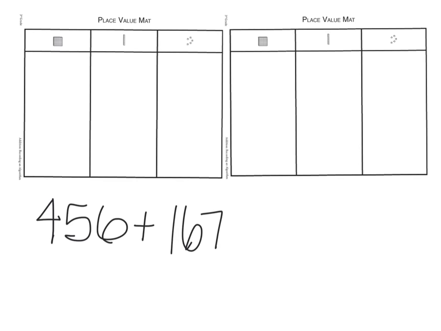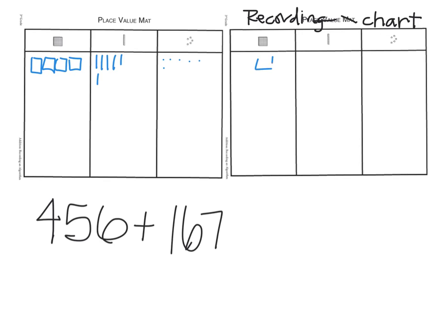Let me start by representing 456. I will use squares to represent the hundreds, lines to represent the tens, and dots to represent the ones. You'll notice I grouped them in fives as I was recording them. Then I'm going to come to my recording chart and write those same representations down using digits. So I have 4 hundreds, 5 tens, and I have 6 ones.